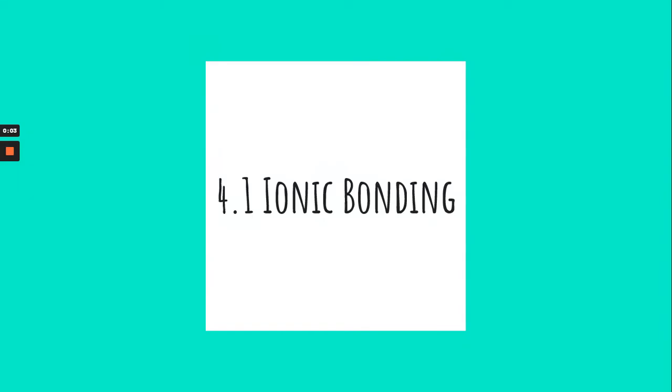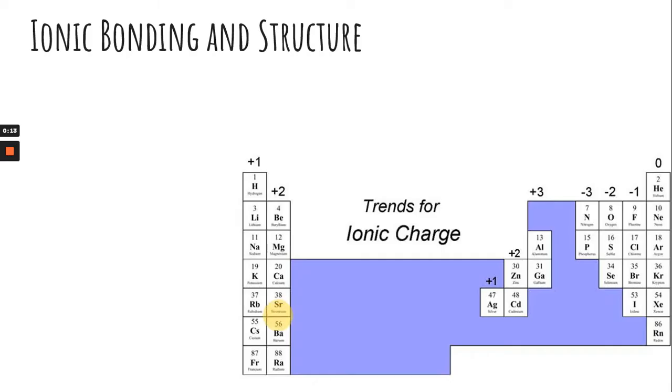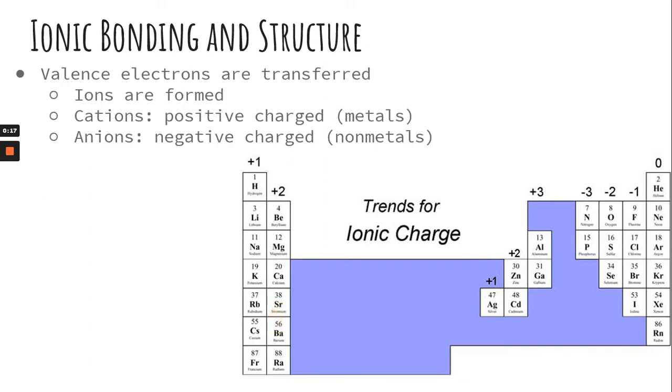So 4.1 is ionic bonding, and we're going to divide this up into two parts. We're going to talk about what ionic bonds are, and then we're going to talk about the structure of ionic bonds. So ionic bonding and structure, you have valence electrons that are transferred. So remember, in metallic, they form that sea of electrons, but in ionic, they're transferred. And so we have ions that are formed, which is where ionic bonding comes from.